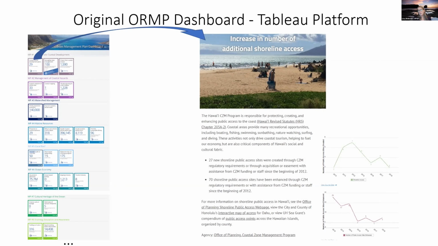There was one card within each management priority for each of the metrics being measured. Clicking on the card opened a new page with text, images, and data for that metric. The Tableau platform limited the dashboard's ability to convey information and display different kinds of data, but it was all that was available at the time.